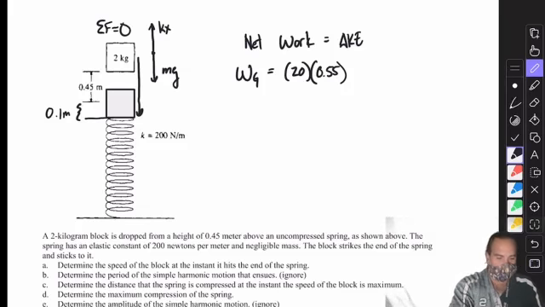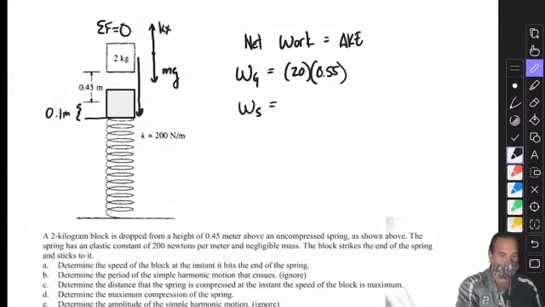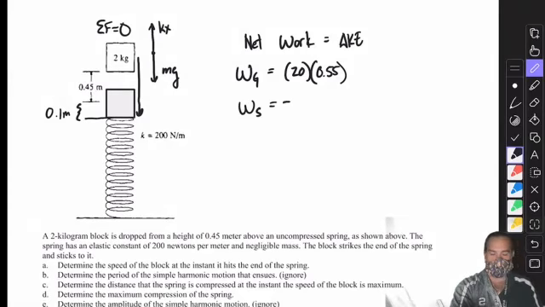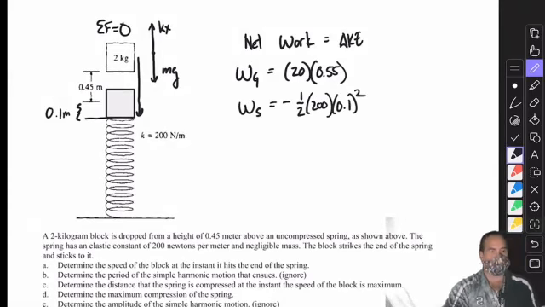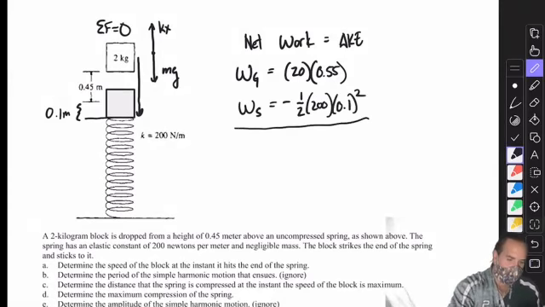At the same time, there is work done by the spring. The spring does negative work because the force from the spring is upwards, but the spring is pushed downwards. So it's going to be negative work from the spring, and it'll be equal to 1/2 kx squared. The spring is compressed 0.1 meters. This has to equal the change in kinetic energy.